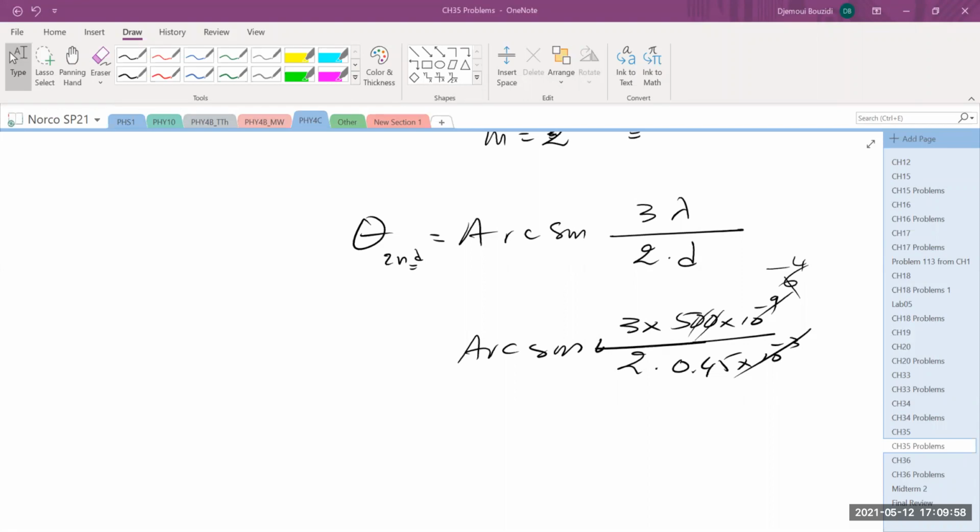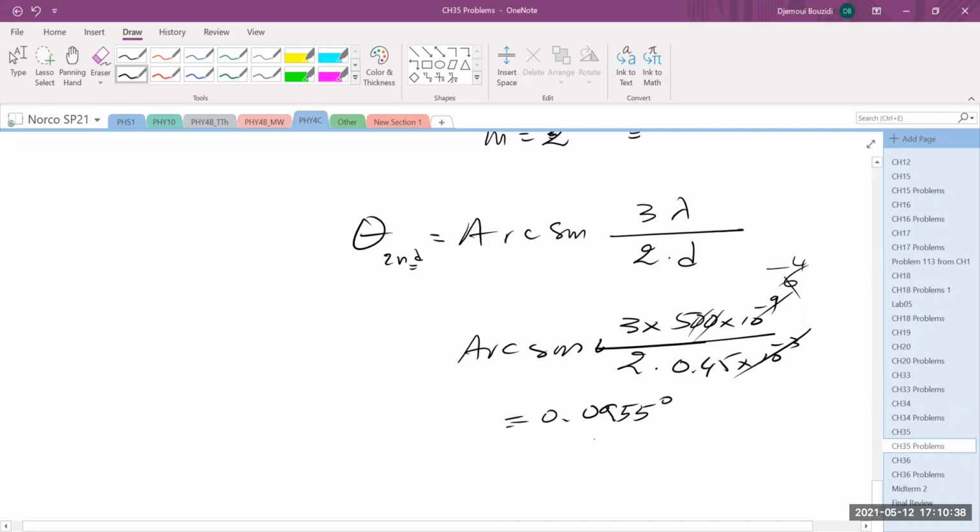We should really be careful here, because we have that 10 to the negative 4. I don't want to ignore that. So first of all, 15 times 10 to the negative 4, open parentheses, divided by open parentheses, which is 2 times 0.45 or 0.9, actually. Close the two parentheses. And the answer is 0.0955 degrees according to my calculator.